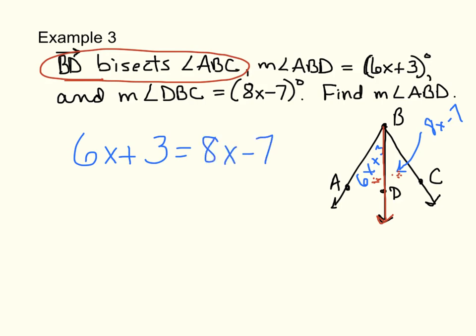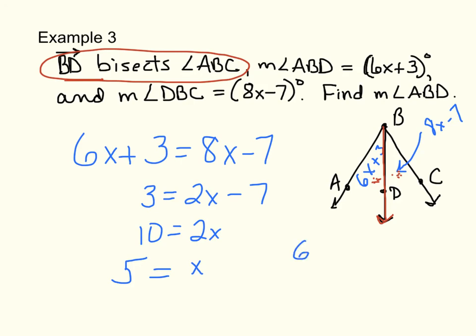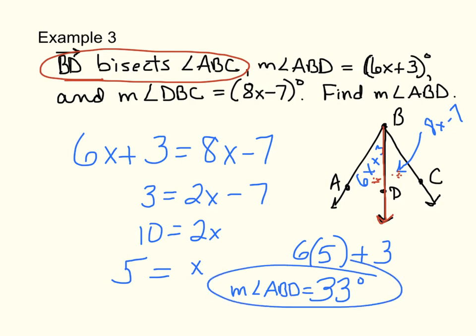I want you to solve that yourself. Pause the video and solve it. If you did it, we can move the 6x over. We can move the minus 7 over. Divide by 2. X equals 5. Now, if x equals 5, I'm still not done. I have to find the measure of angle ABD. So I can plug the 5 in. And that means the measure of angle ABD equals 33 degrees.